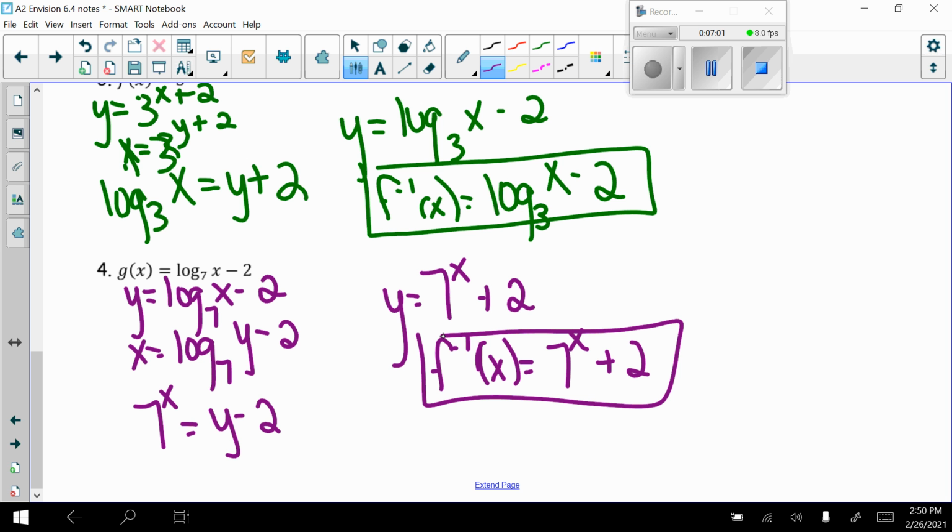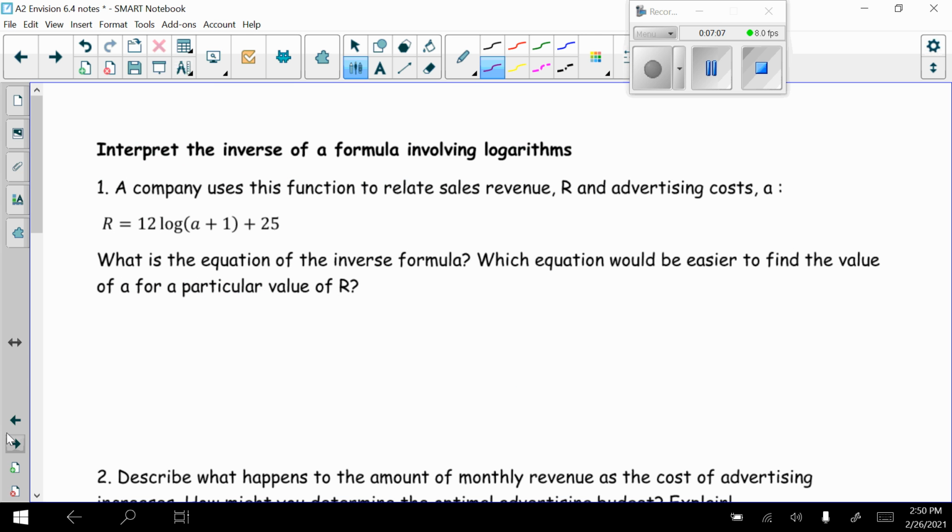The last thing that we want to look at with the inverse is interpreting the inverse. It's the last page of notes. Interpret the inverse of a formula involving logarithms. It tells me a company uses this function to relate sales revenue R and advertising cost A: R equals 12 log of A plus 1, all of that plus 25. First it says, what is the equation of the inverse formula? And then which equation would be easier to find the value of A for a particular value of R?